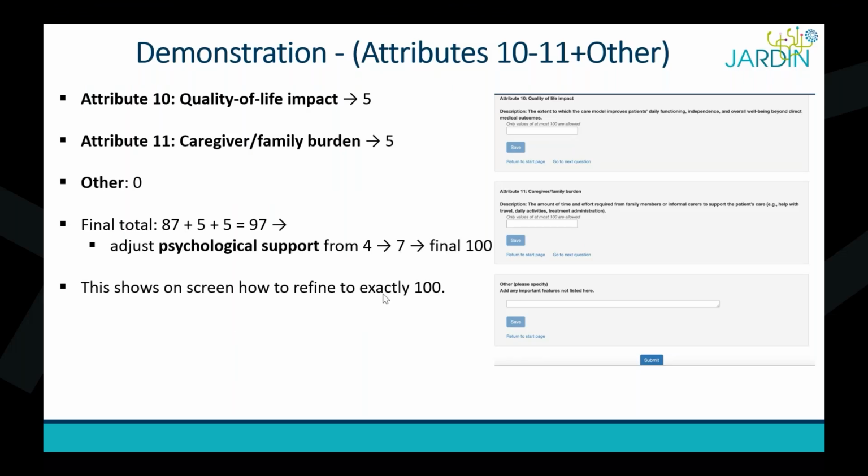So what I need to do is, oh, okay, psychological support. I gave it 4 points initially, but I think the points should be increased, so I give it 7 points because the total sum has to be 100. And then there is an opportunity for you to revise what you have allocated initially. So that's how you come up with the total 100. If you can go to the next slide, please.